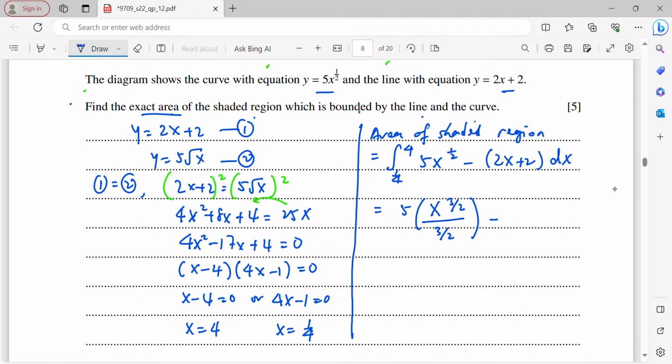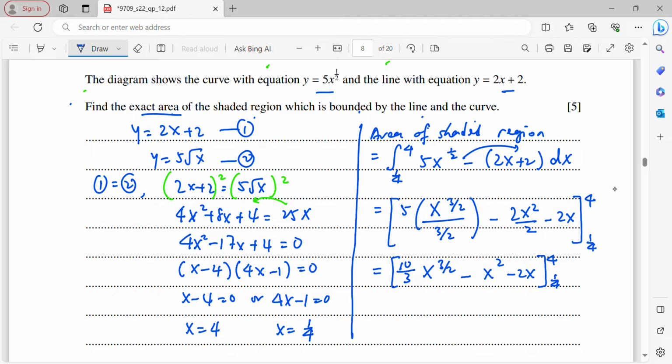Then minus the 2x becomes 2x squared over 2. Then this minus, you bring in, it becomes minus 2. So integrate minus 2 is 2x. Now with limits, add on the limits. So 5 divided by 3 over 2 from the first term is basically 10 over 3. I will rewrite. Then this is x to the power of 3 over 2. Now 2 over 2 is 1, so x squared minus 2x. So I simplify the terms first before I replace the limits.